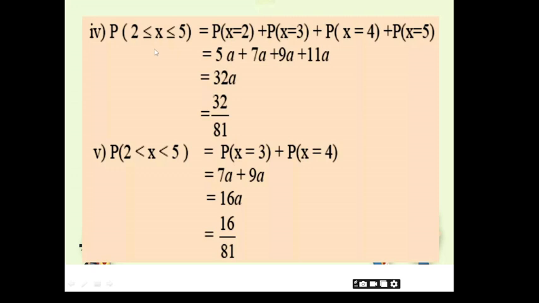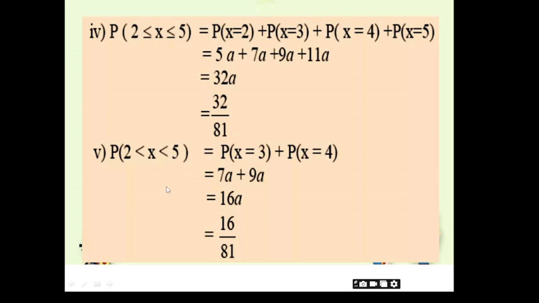P of 2 less than or equal to x less than or equal to 5. So x lies between 2 and 5. Here you have less than or equal to, so you start from 2 and stop at 5. So P of x equal to 2 plus P of x equal to 3 plus P of x equal to 4 plus P of x equal to 5. Similarly we write its corresponding probabilities 5A plus 7A plus 9A plus 11A. So the answer is 32A. Write the value of A here, 1 by 81. So the answer is 32 by 81.